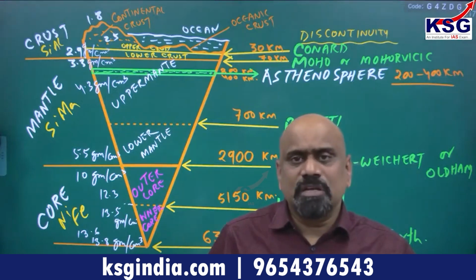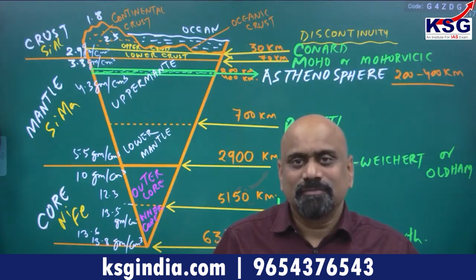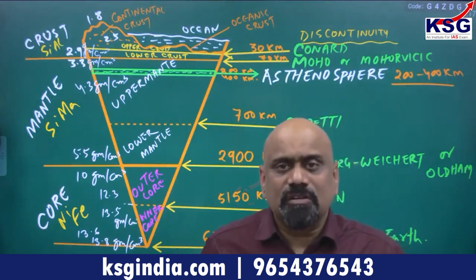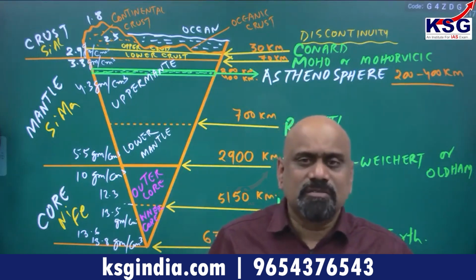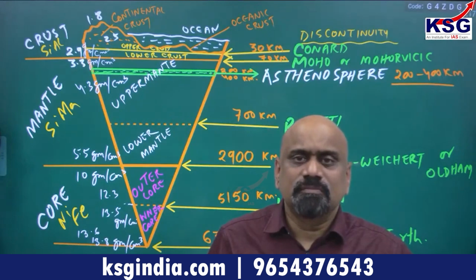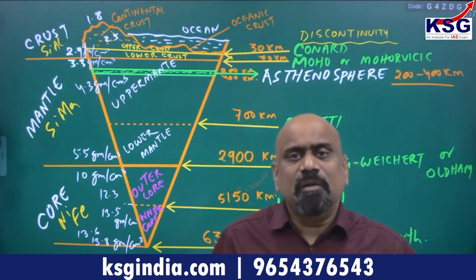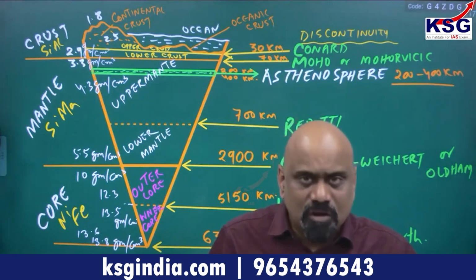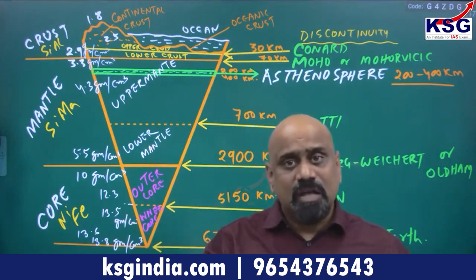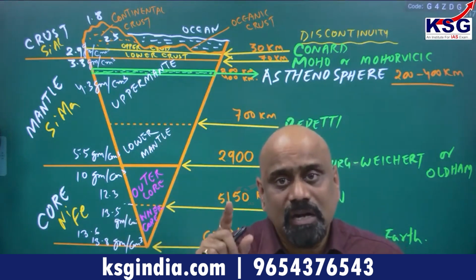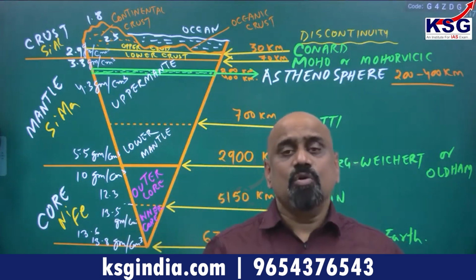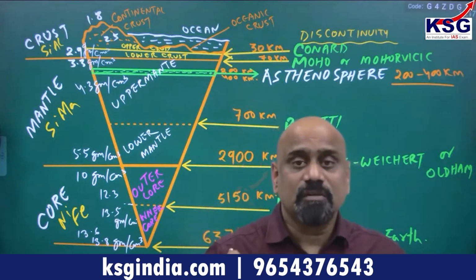No part of the ocean crust is older than 200 million years. And the ocean crust is comparatively recent as compared to continental crust. But continental crust is thick, less dense. Oceanic crust is thin, more dense.